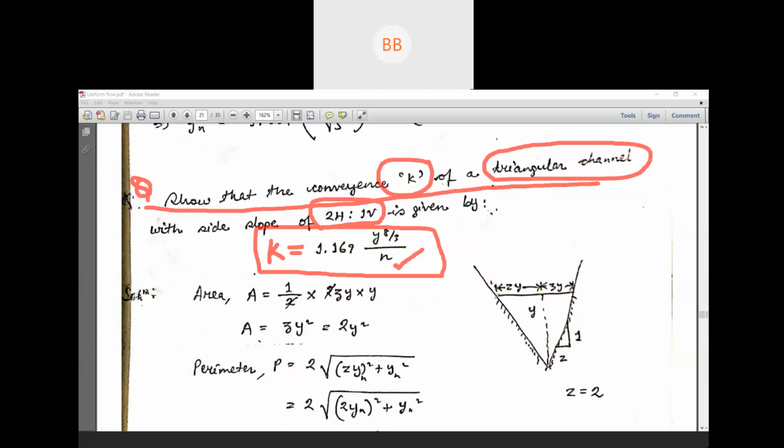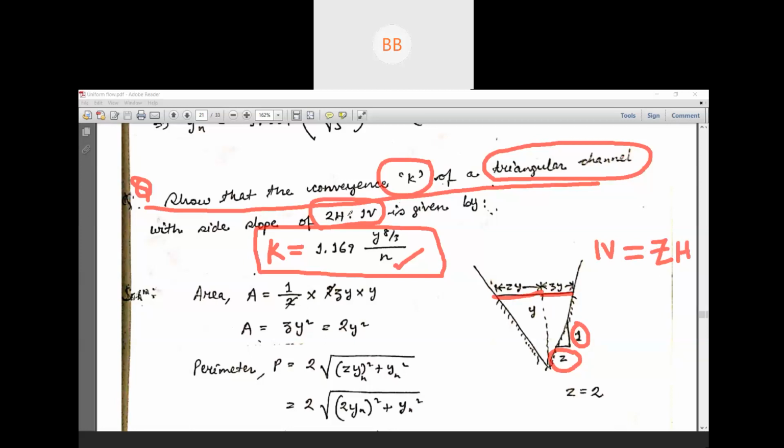So this is our triangular channel. Side slope we have considered 1 is to z. Definitely we have already discussed this will be zy, and the other part is also again zy. These things we have already discussed. Here that 1 is nothing but your vertical, and z is nothing but your horizontal.